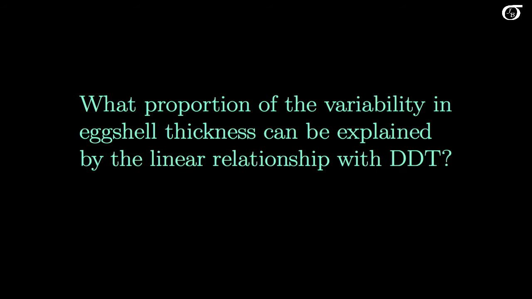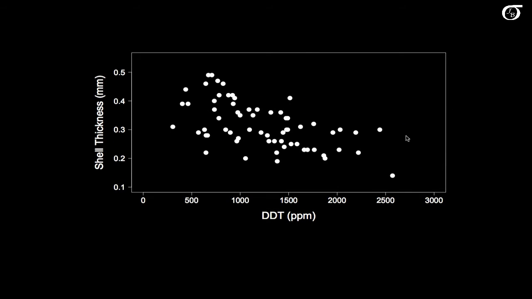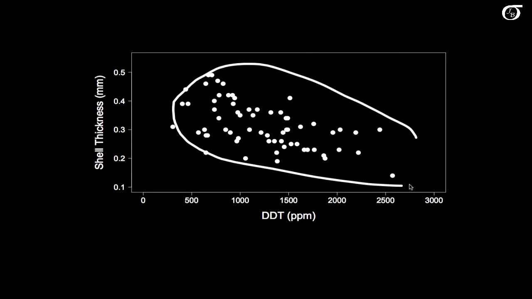Here's a different type of question. What proportion of the variability in eggshell thickness can be explained by the linear relationship with DDT? Sounds a little complicated perhaps. How are we going to figure that out? Well, let's look at a plot. Here's our relationship again. There appears to be a decreasing trend. Shell thickness has a high of about here somewhere to a low of about here somewhere. And there is this decreasing trend.